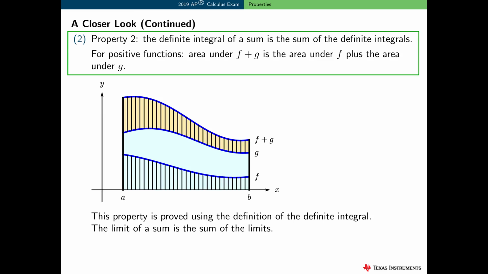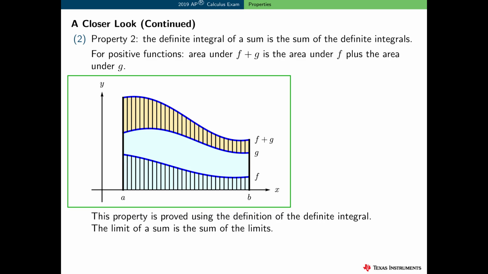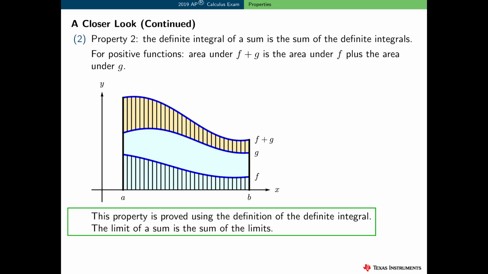In words, property 2 says that the definite integral of a sum is the sum of the definite integrals. For positive functions, this can be interpreted as the area under the graph of f plus g is the area under f plus the area under g. And this figure illustrates this concept. This property is proved using the definition of the definite integral and the fact that the limit of a sum is the sum of the limits.